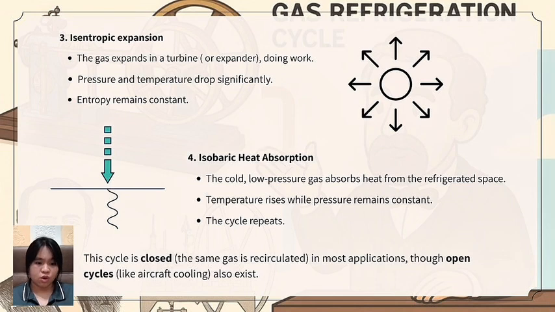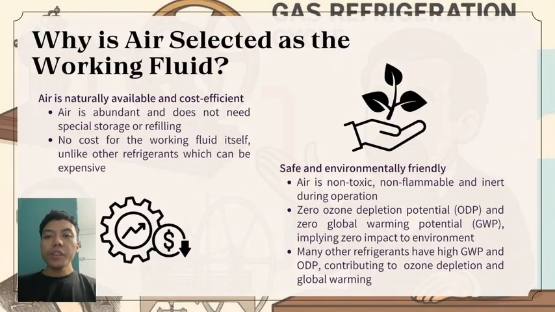And in most applications this cycle is closed, with the same gas being recirculated, though there are also open cycles like aircraft cooling. So why is air selected as the working fluid in this refrigeration cycle?